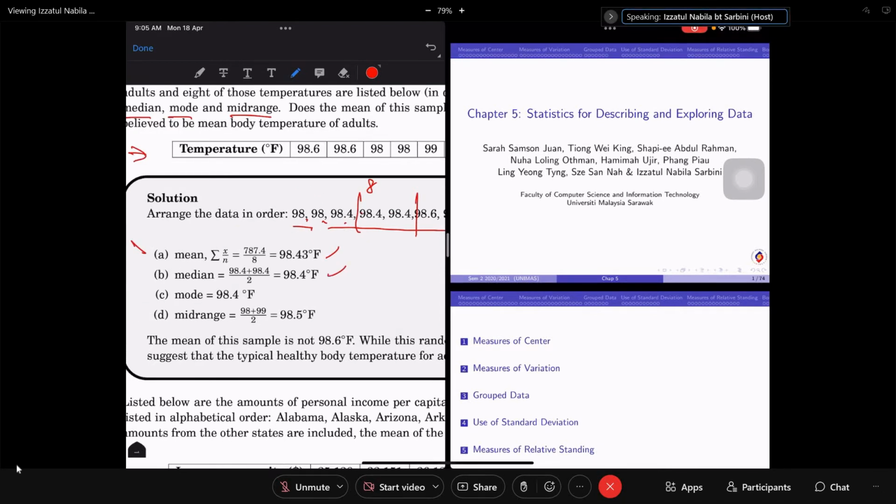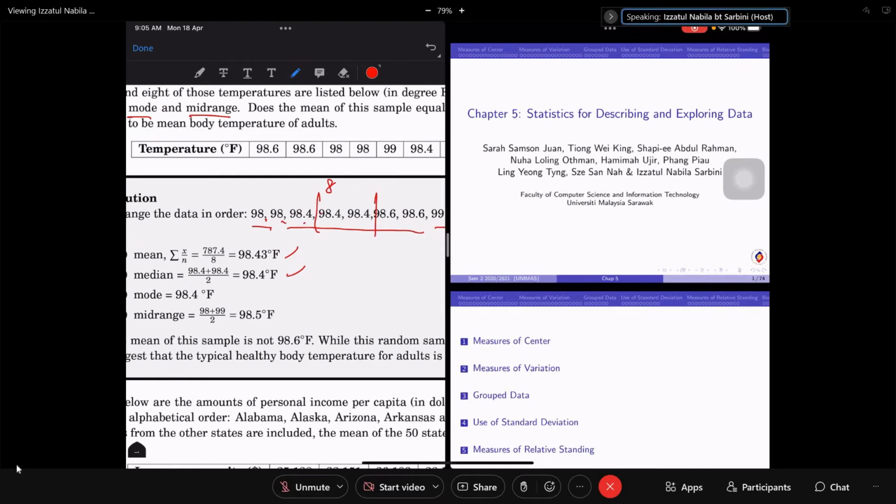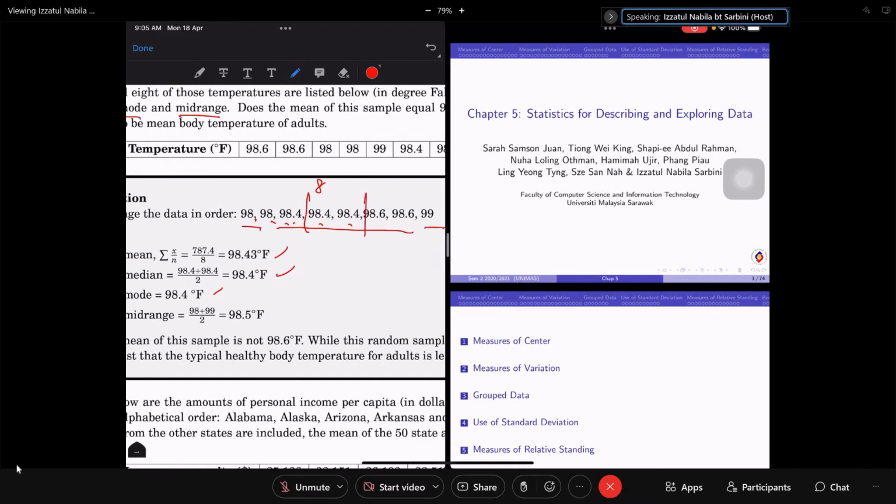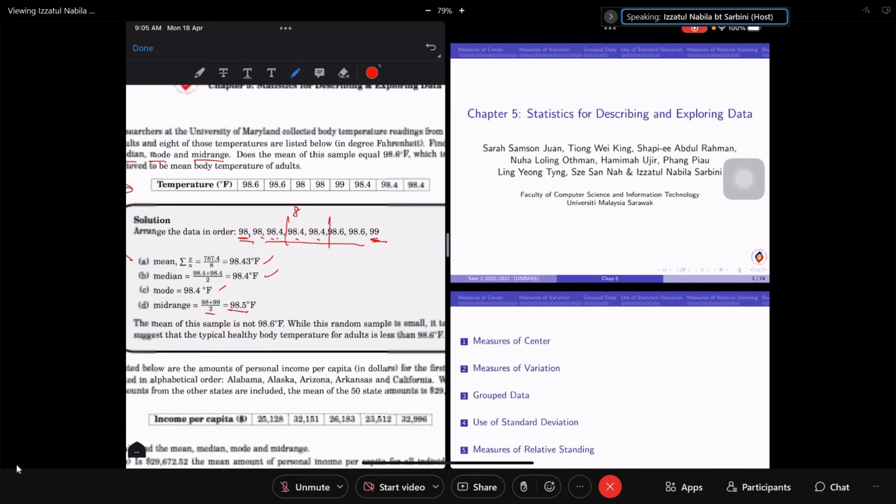Okay, and the mode is the most frequent data in the sample. In this case, 98.4: 1, 2, 3, you have 3 data points of 98.4. So that would be our mode, the most frequent in the sample. So the mode is 98.4. As for mid-range, it is minimum plus maximum divided by 2. So it's 98.5.